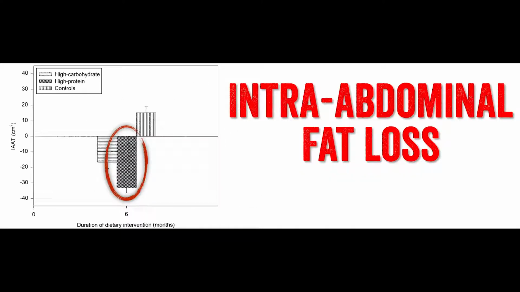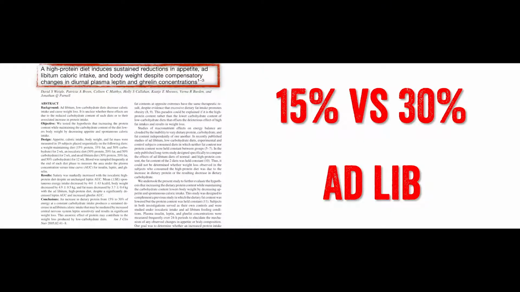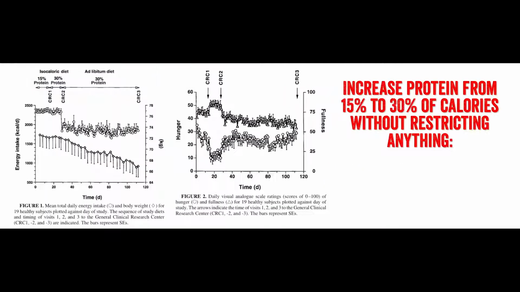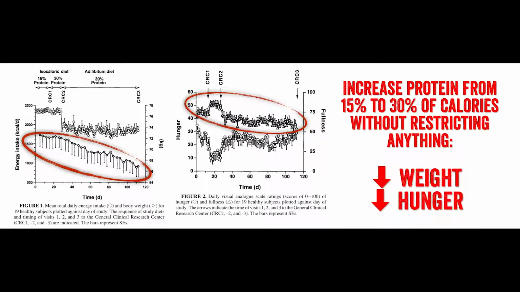It's dramatically superior. Here's another study in obesity, 15% protein versus 30% protein, again, as many calories as you want. And the high protein group ate less, lost more weight, and had lower hunger scores at the same time, which is absolutely amazing.